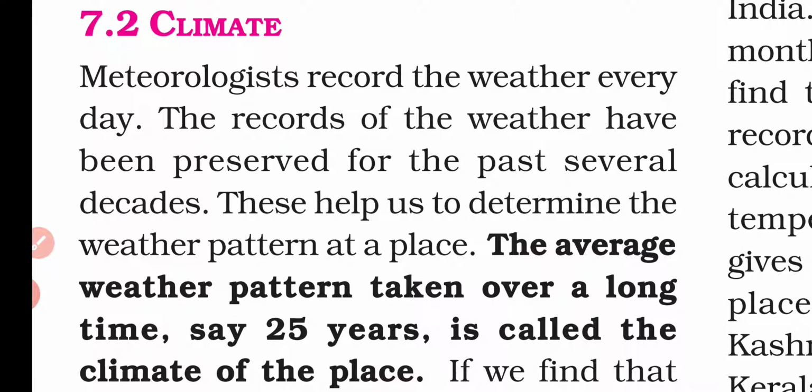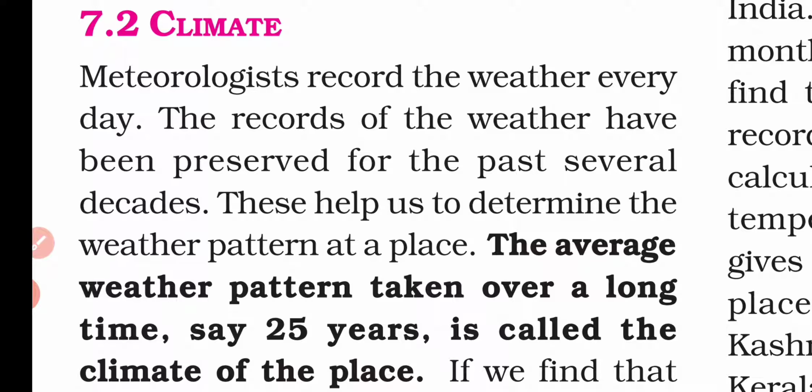So the average weather pattern taken over a long time, say 25 years, is called the climate of the place. That means if we take the average of the weather in a particular place, and if we are able to get a particular pattern in that average, then we can say it is a climate.